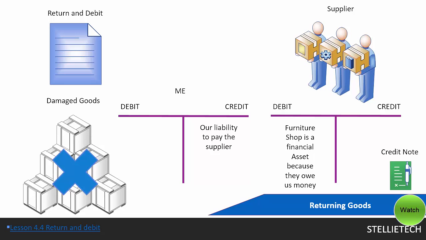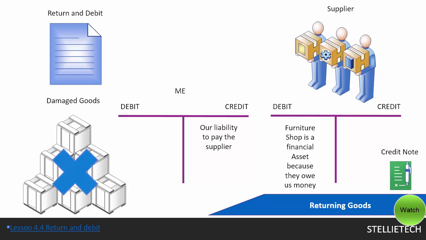To explain a return and debit note, we need to briefly look at the books of each business. On this side, we have a brief extract of our books, and over here we have a brief extract of the supplier's books. At the moment, we have a liability to pay our supplier for the goods we ordered, and the supplier has an asset because we owe them money. As you can see, our liability is on the credit side, and the supplier's asset is on the debit side. To counteract a credit, we need to debit, and to counteract a debit, we need to credit.